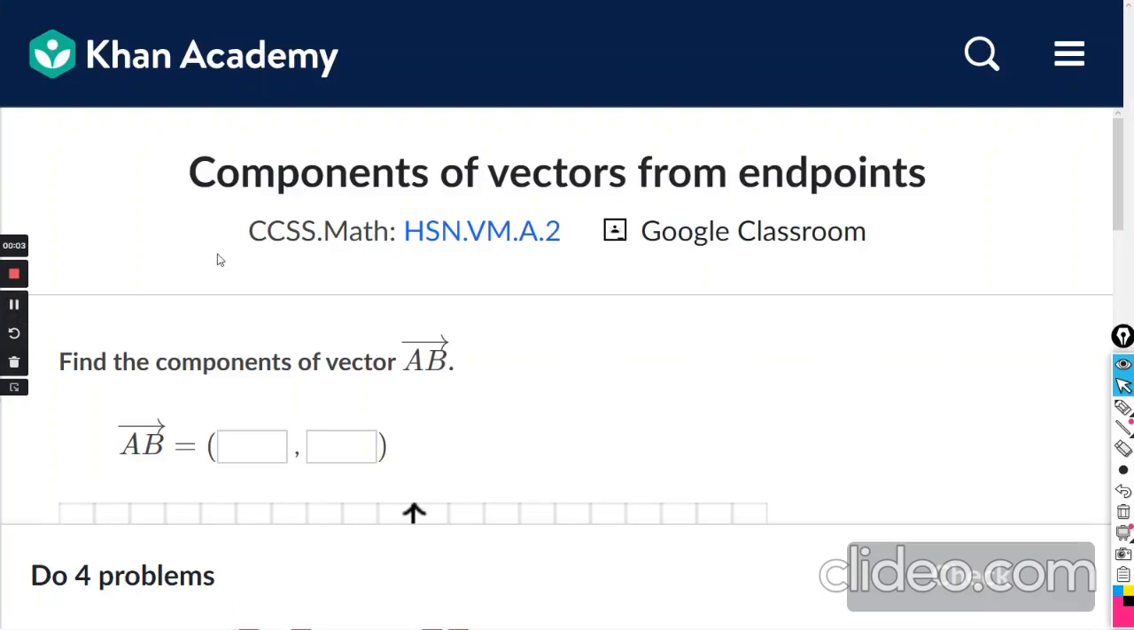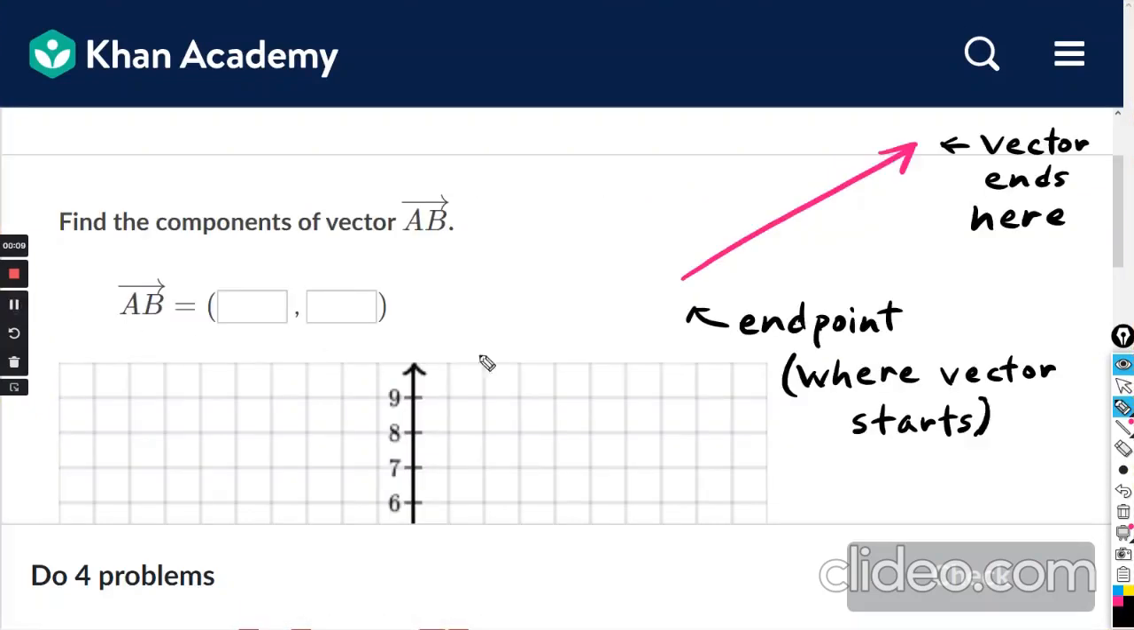This will be for the exercise, components of vectors from endpoints. So I drew a vector here in pink, and the endpoint of the vector is actually where the vector starts. So the endpoint is the tail end of the vector. It's the end that does not have the arrowhead. And the vector ends at the arrowhead.